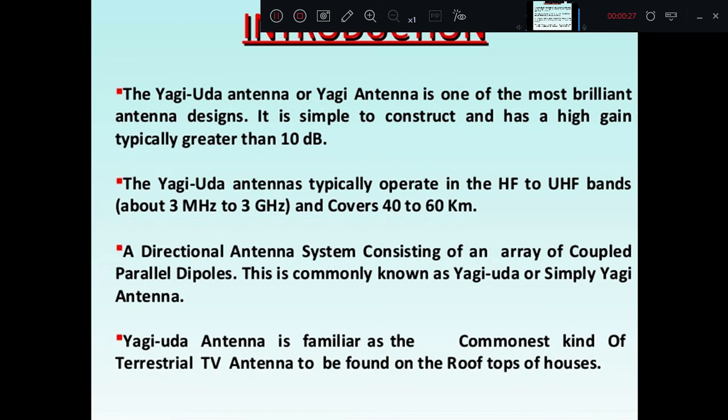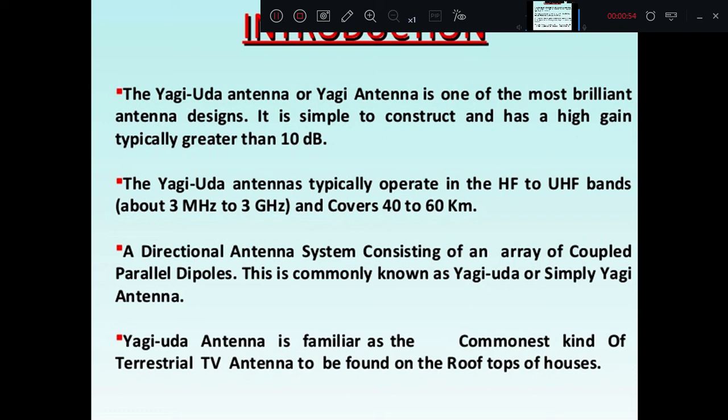the Yagi-Uda antenna is the most brilliant type of antenna, and it is simple to construct and has a high gain, typically greater than 10 dB. So what makes the brilliance of this Yagi-Uda antenna is its simple structure, as well as its very high gain, greater than 10 dB.